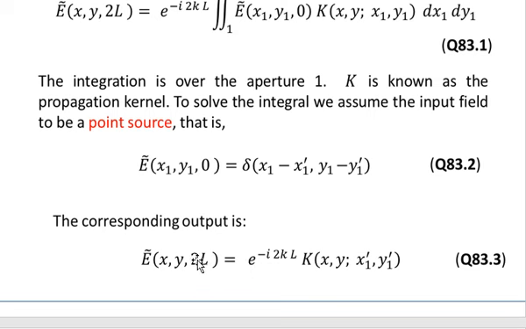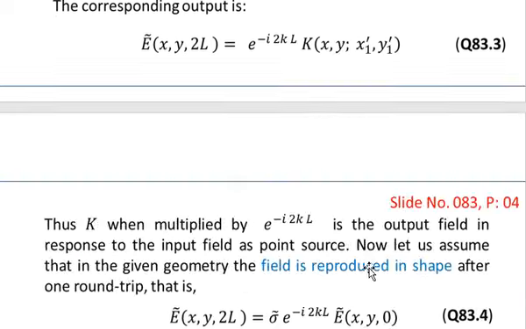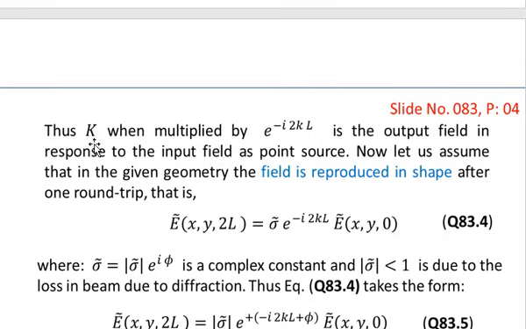So solving that integral, we have the output E prime of x, y, 2L equal to e to the power minus iota 2k times L, and then we have the kappa, which is a function of x, y and x1 prime, y1 prime. Thus kappa, when multiplied by e to the power minus iota 2k into capital L, is the output field in response to the input field as a point source.